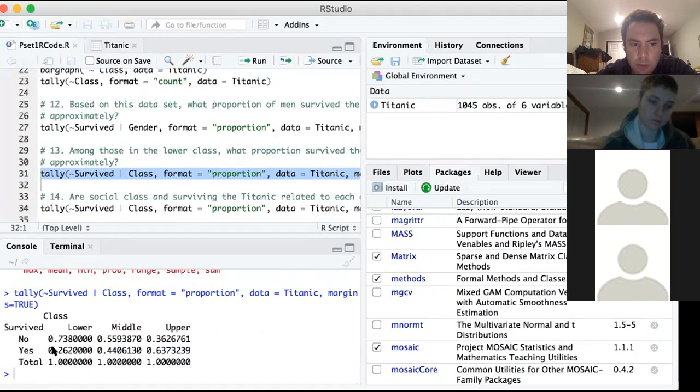So here's the lower class. So this is 100% of the lower class here. We can see that amongst the lower class roughly 26% of the lower class survived the Titanic, and about 74% did not survive the Titanic. So by looking at this chart, we can determine the proportion of those who are in the lower class who survived the Titanic or not.